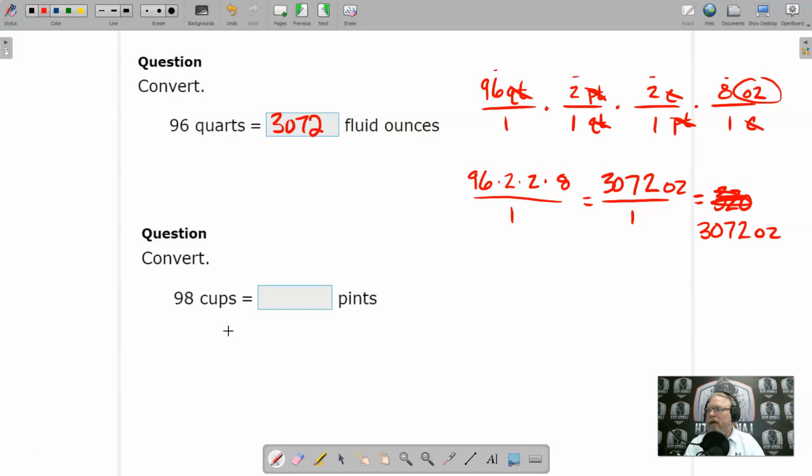Cups to pints. So let's start 98 cups. Put that over 1. I want cups here, so those will cancel. Inside of 1 pint, there are 2 cups, right? So cups will cancel cups. I can stop at pints because that's what I want. So I end up with 98 times 1 is 98. 1 times 2 is 2. My measurement that I have left is still pints. And 98 divided by 2 should be what, 49? 49 pints.